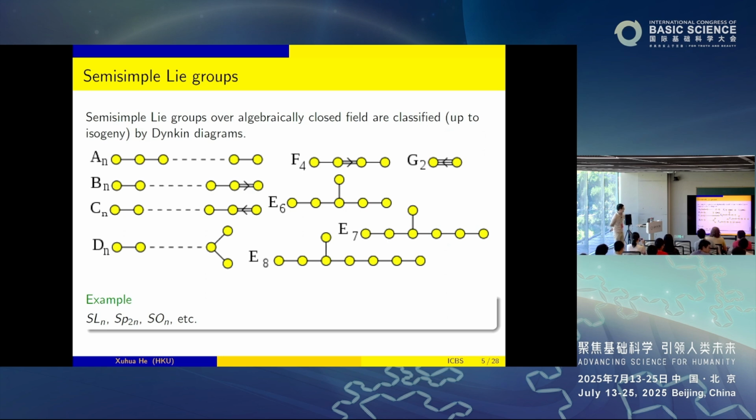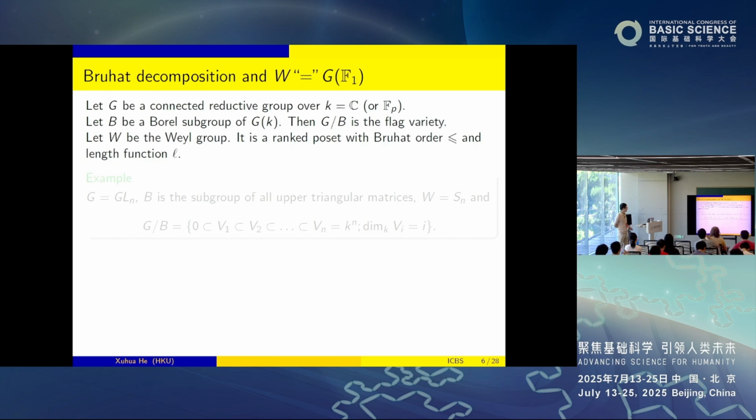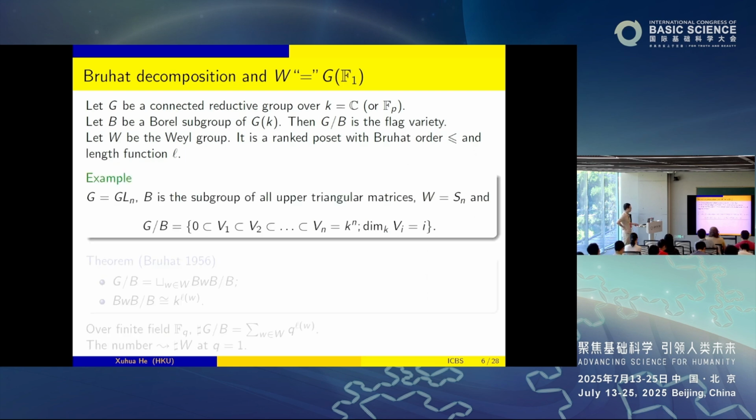This is the classification of the semisimple Lie groups. And as George said, this is actually probably the most important paper. And starting from there, we have the Bruhat decomposition. So we will start with a reductive group, and we fix the Borel subgroup and its Weyl group. And well, what's important is this is not just a finite or discrete group.